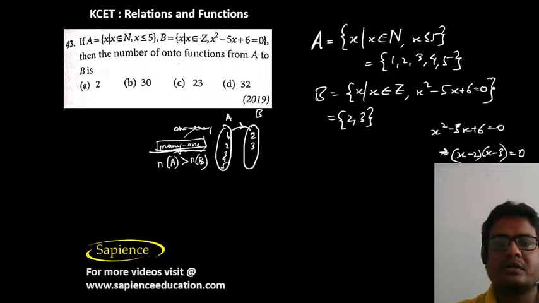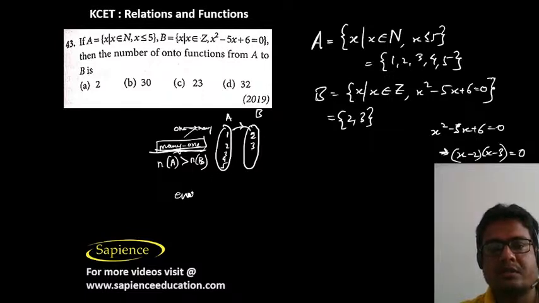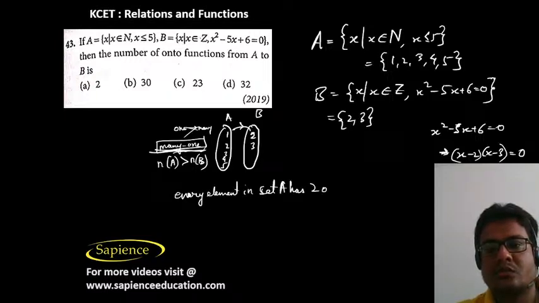Here the first element 1 can have 2 as its image or 3 as its image. So every element in set A has two options, 2 or 3. It can be mapped with 2 or 3. But all the elements cannot be mapped with 2 and all the elements cannot be mapped with 3. So these two possibilities we have to exclude.